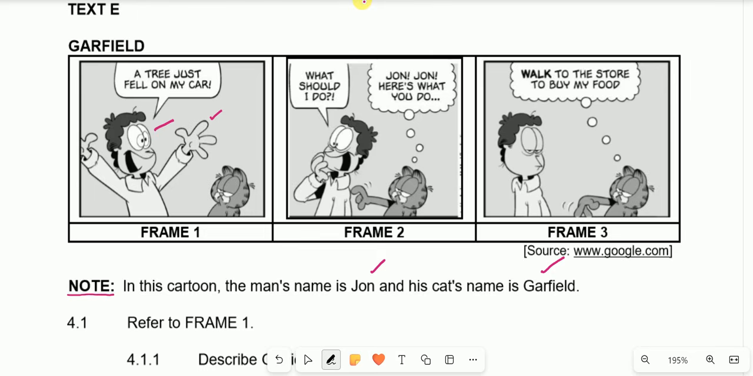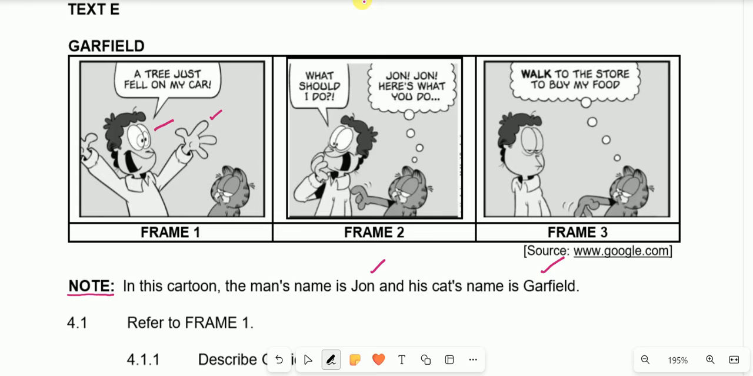I look at Garfield. His eyes are partially closed and he's just standing still. "A tree just fell on my car." But when I look at the body language and facial expression, they do not correlate with the words, because if a tree just fell on a car, it's an accident, and you should actually look worried.